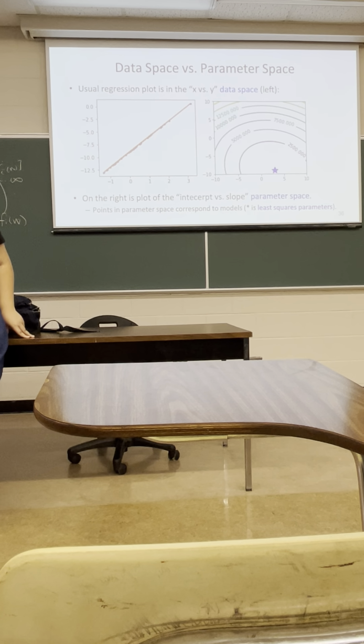And the parameter space typically refers to the space of the model parameters. So on the right-hand side, the x-axis and y-axis correspond to W.